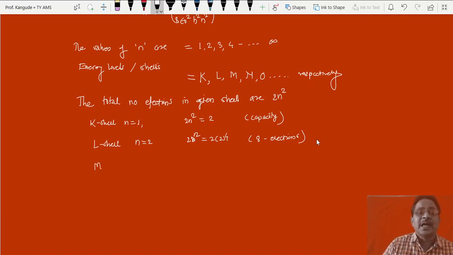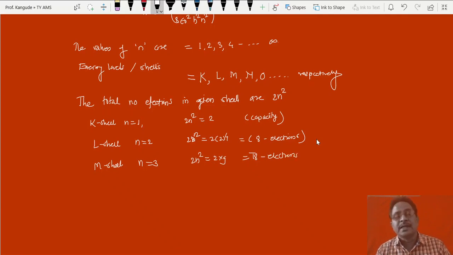Then I go to the M cell. The M cell has n equal to 3. So 2n square is equal to 2 into 9, which gives me 18 electrons. This is 8, here it is 18 electrons. So this is the capacity of the L cell, M cell, and so on, or N cell, etc.